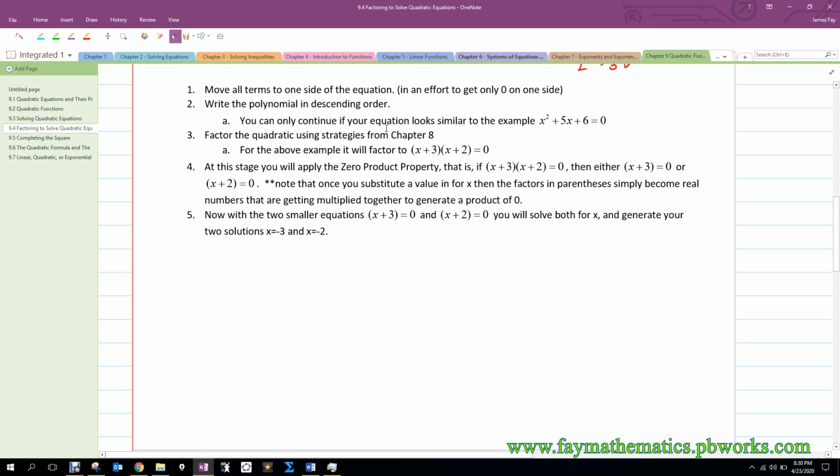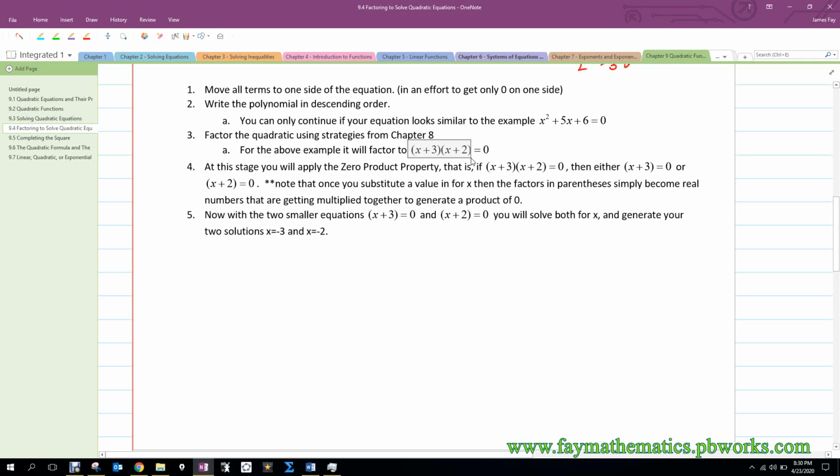So step 3 then is to take this side here and remember what we did in chapter 8 when we factored it. We're looking for two numbers that multiply together to give me 6 and add up to give me 5. And those two numbers are 3 and 2. So I factored that left-hand side like this: (x + 3)(x + 2) = 0.